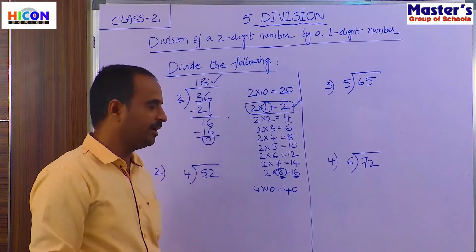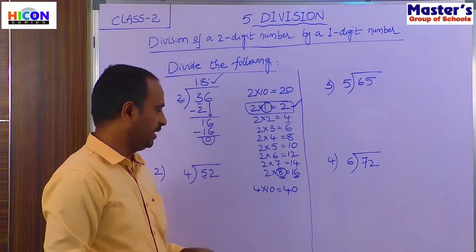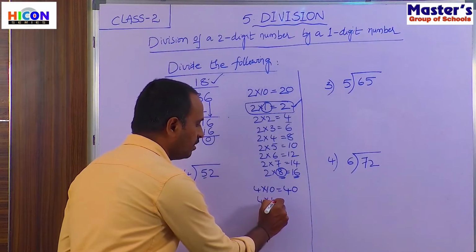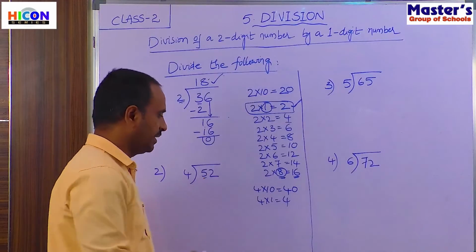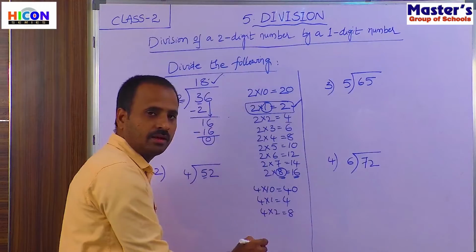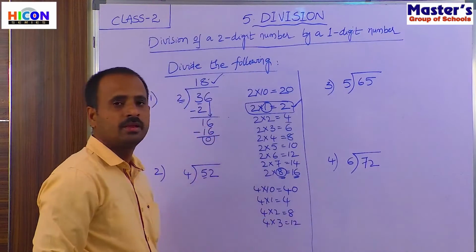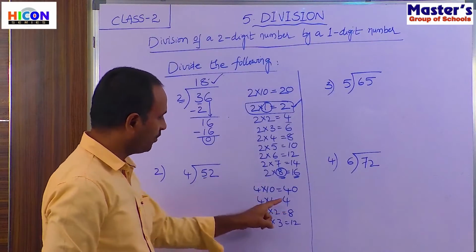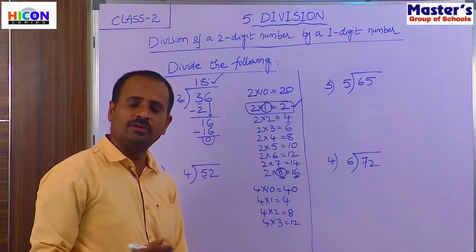Now let us find when the number 5 comes in the fourth table. Let us recall the fourth table: 4 ones are 4, but we want 5. So take 2 times, that is 4 twos are 8. And take 3 times, 4 threes are 12. So children, in the fourth table we did not get the number 5. Then what do we have to do?